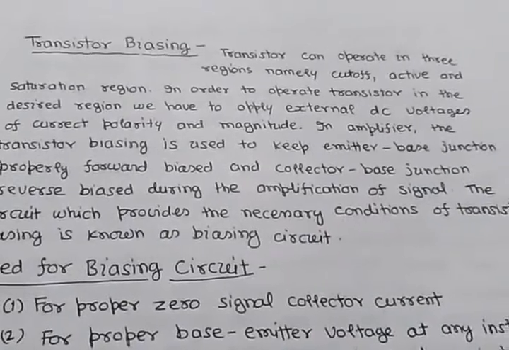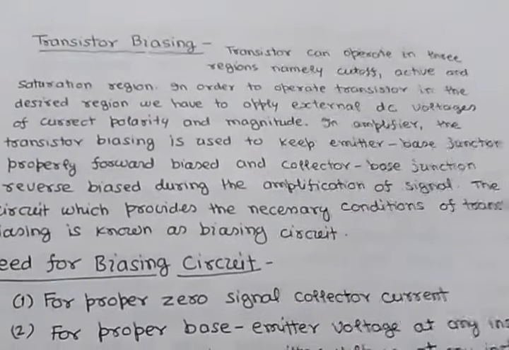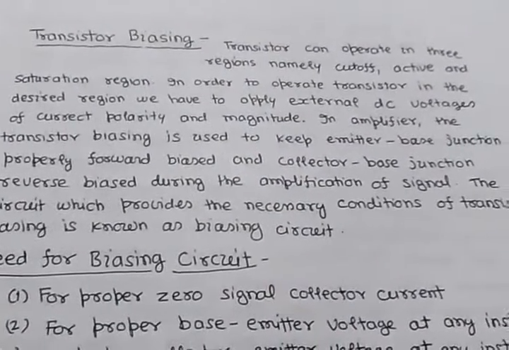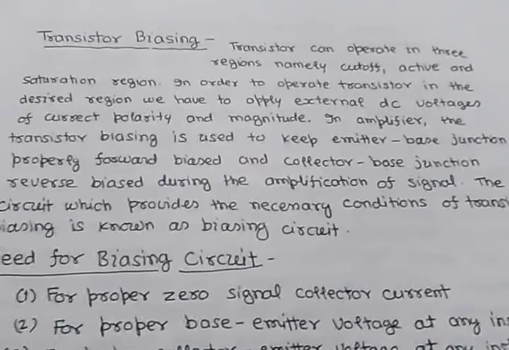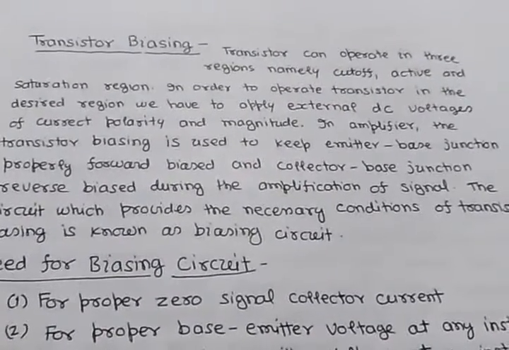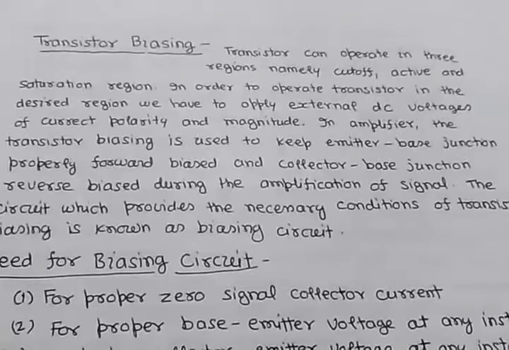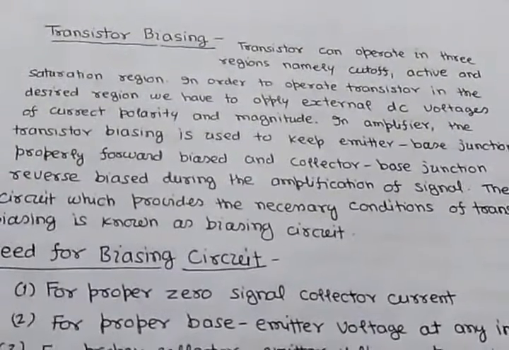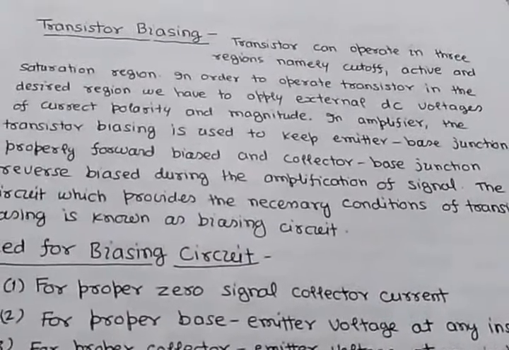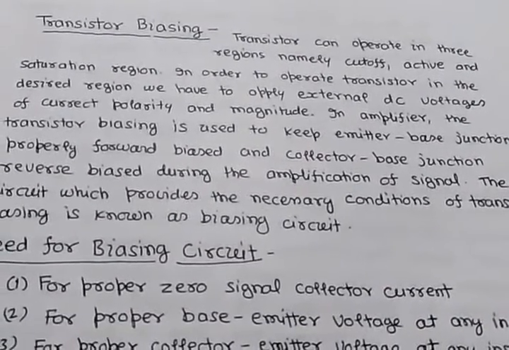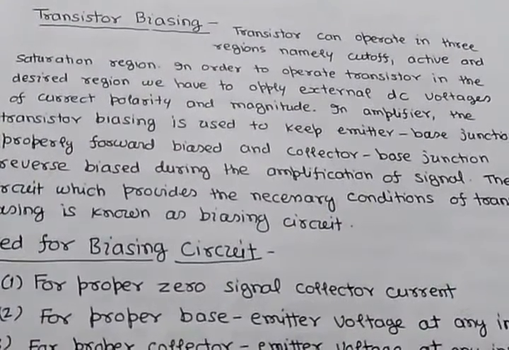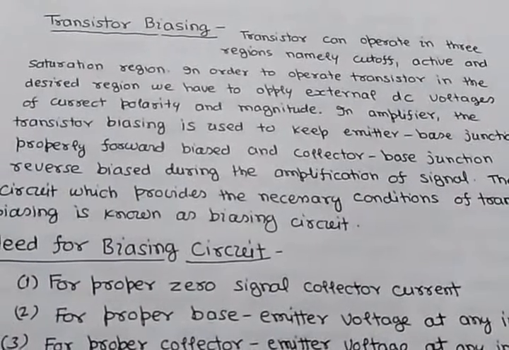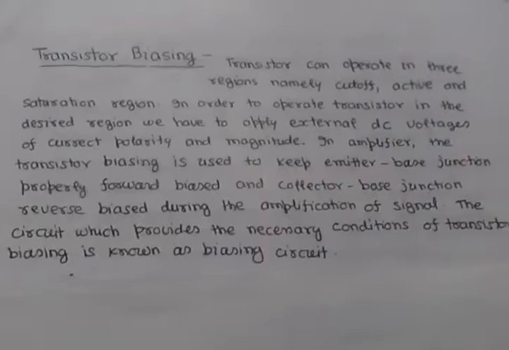For the proper operation of the transistor in a particular region, proper biasing of the emitter base junction and collector base junction according to the requirement of that region is necessary. To make the emitter base junction and collector base junction forward biased or reverse biased, an external DC voltage of correct polarity and magnitude is required.